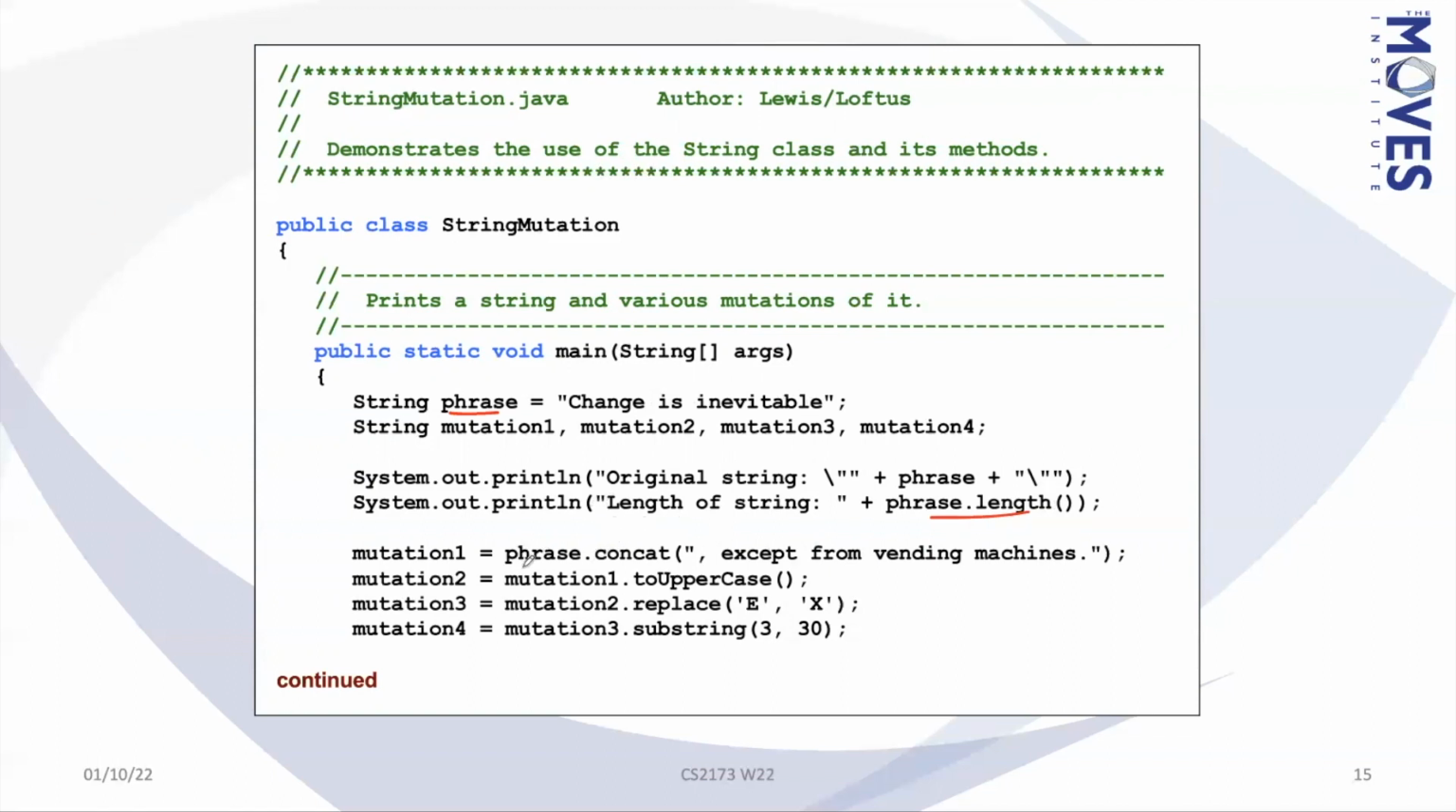Okay, so here's the first mutation. And that uses something called concat. Now, when you're concatenating strings, concat is actually the preferable way to do it, rather than using the plus. Concat is basically the same as plus, except that it's a little bit more efficient. The second one is we're going to take mutation 1 and change the whole thing to uppercase. Here's an example of replace. Replace is overloaded. We'll talk about what overloading is, but here we can replace individual characters, and this will replace all of the E's with an X.